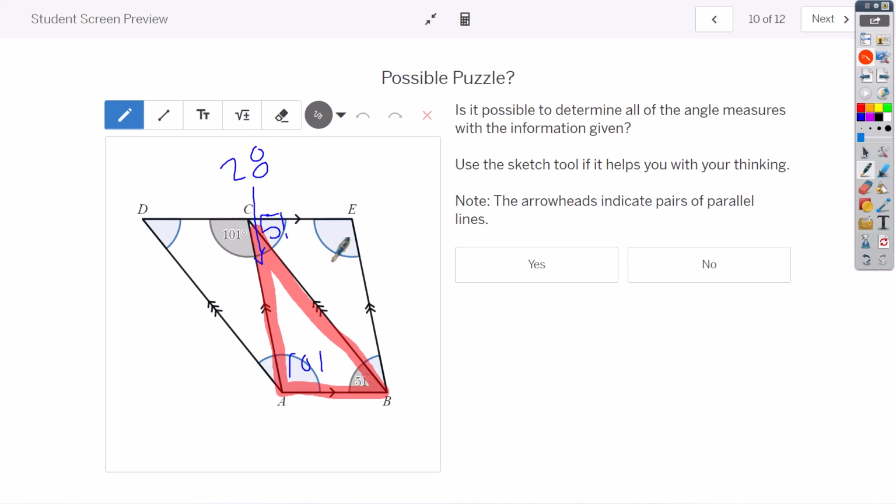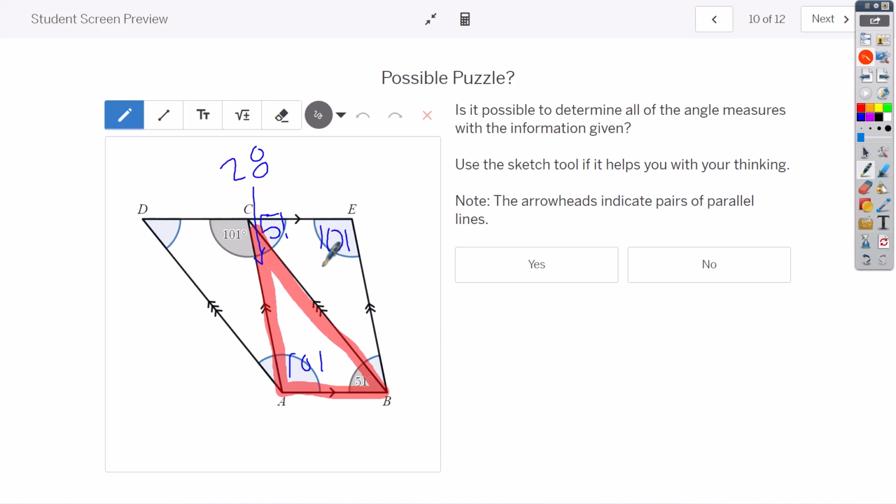All right, what else can we do now? I'm going to look at this 101 degree angle and this angle here, angle E. I know that I have two parallel lines and this transversal. So imagine taking 101 degrees and sliding it from this parallel line right down here to that parallel line. So this is also 101 degrees.